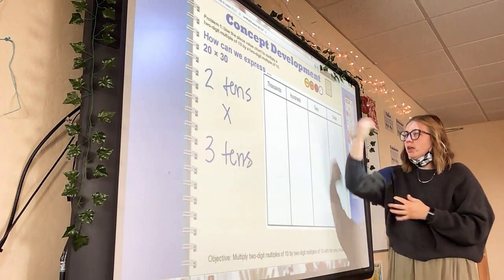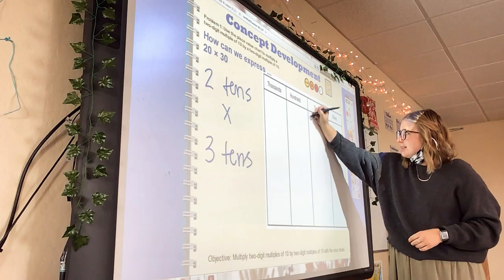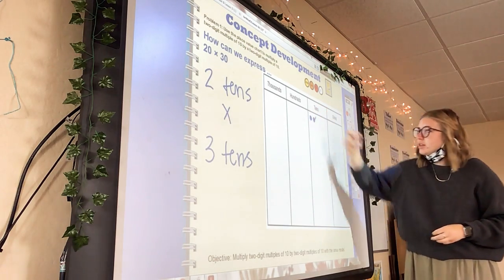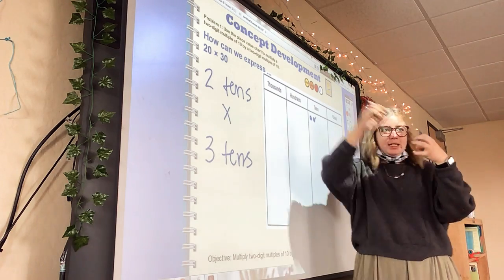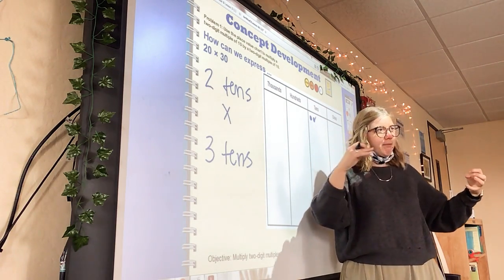So when we do our 2 tens, we can still pull apart the 2 from the 10 and the 3 from the 10, right?